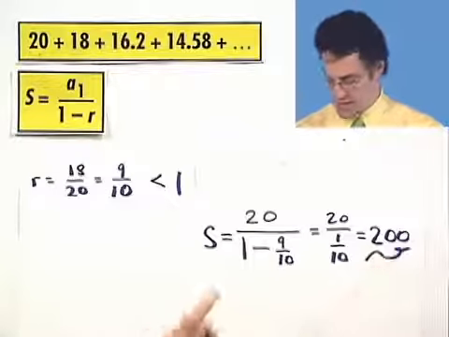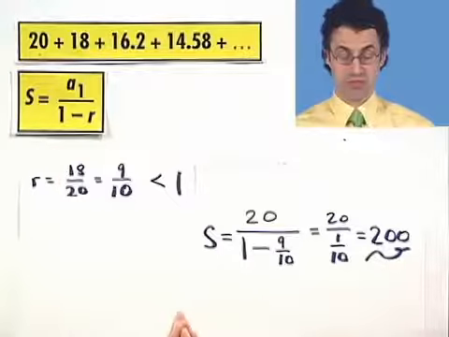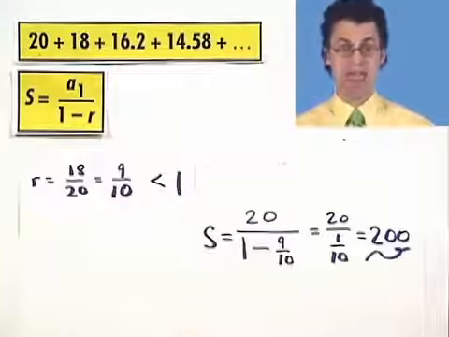So in fact, we realize now that all of these infinitely many numbers can be added together, and the total sum is 200. Let's try another example. So another example, I know you want it, and I'm going to give it to you.